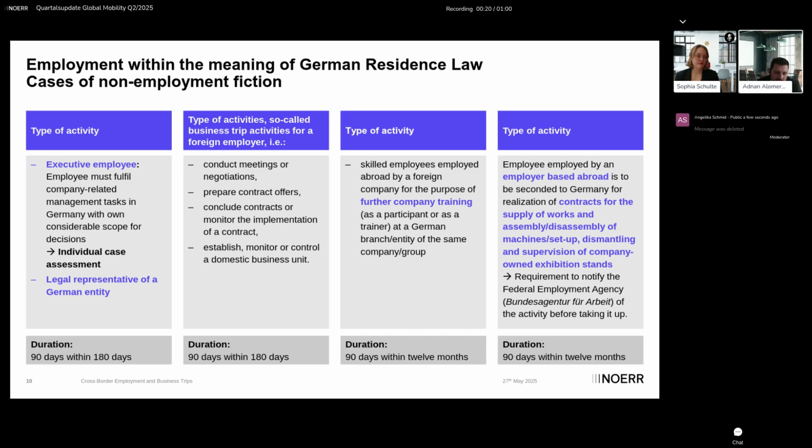So there's somehow a little to-do as well, and it's not as bureaucratic as a visa, but there are requirements. The duration for this activity is 90 days, again within 12 months. So if we have one of such cases, we have to examine which case we have and how long the person is entitled to stay, not to be considered as employed within the meaning of the German residence law. So individual case assessments are required.